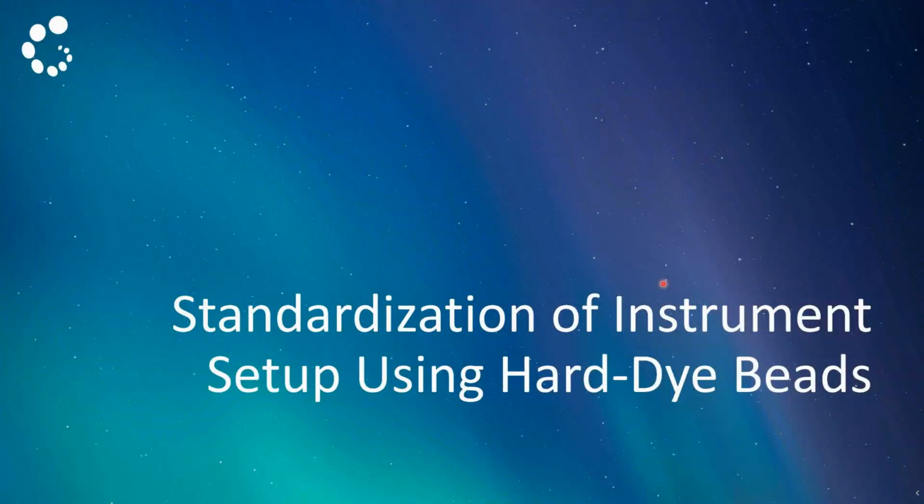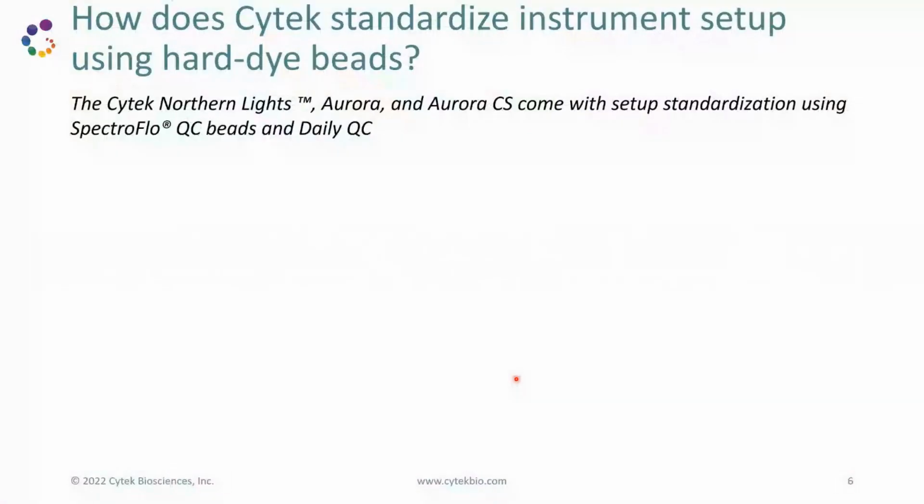So first stop, and the one where we're going to spend a little bit more time, is standardization of the instrument setup using hard die bits. All our instrumentation, our Northern Lights, the Aurora, and our sorter, come with a built-in system, a strategy to achieve standardization of the setup using 2 components: our spectral flow QC bits, which we're calling hard die bits, and a software that has an algorithm that allows a consistent setup across time and across instruments.